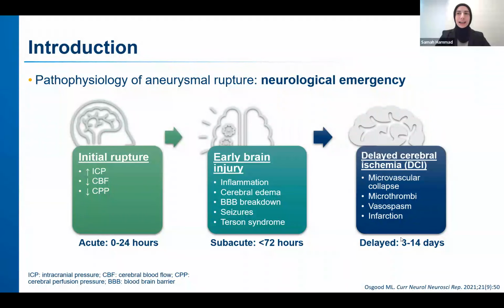A bit of background, as we know, the subarachnoid hemorrhage is caused by a ruptured aneurysm, and it is considered a neurological emergency. Just to recap, we can expect these different complications following an aneurysmal rupture. We have the acute phase, which is within the first 24 hours. Then we can see early brain injury within the first 72 hours, where we expect to see inflammation, seizures, cerebral edema. And then finally, up to 14 days, we can see delayed cerebral ischemia, or DCI. And this is when vasospasm, microvascular collapse, and infarction typically occur.